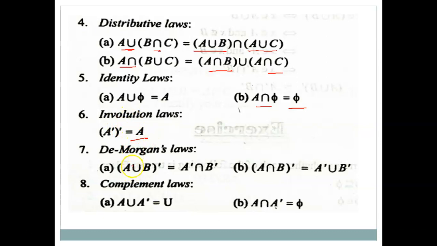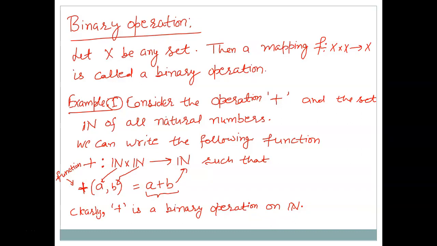Then the De Morgan's law: the complement of A union B equals A complement intersection B complement. Similarly, the complement of A intersection B will be equal to A complement union B complement. So these are the De Morgan's laws. Then the complement law: A union A complement gives you the whole universal set, and A intersection A complement is equal to phi. So these are the complement laws.